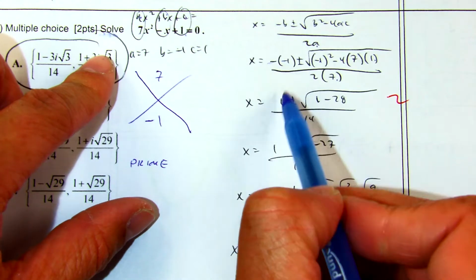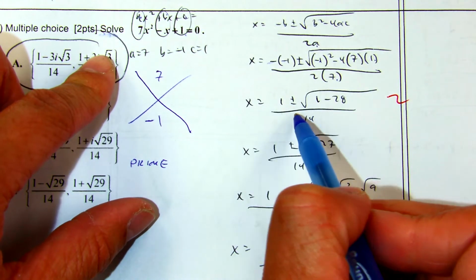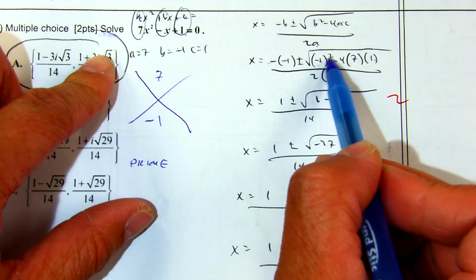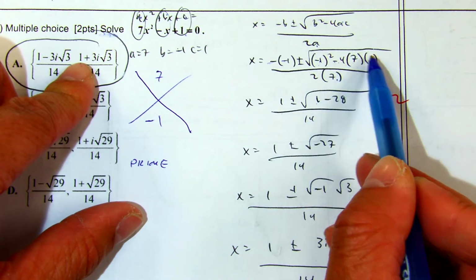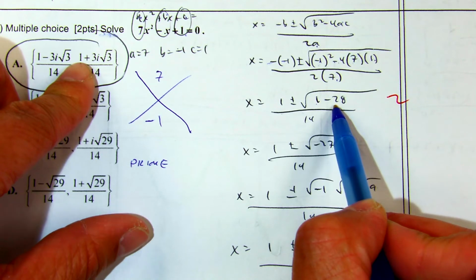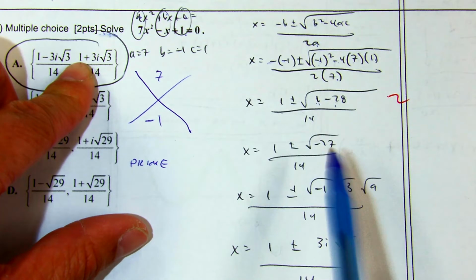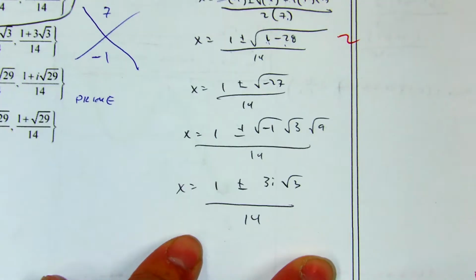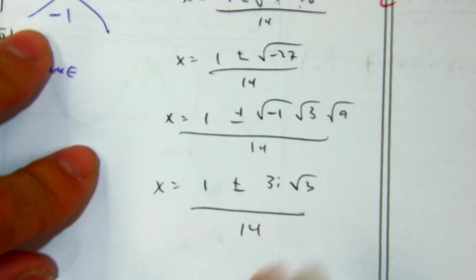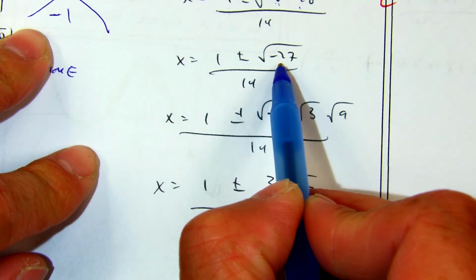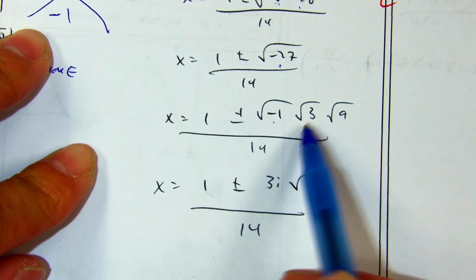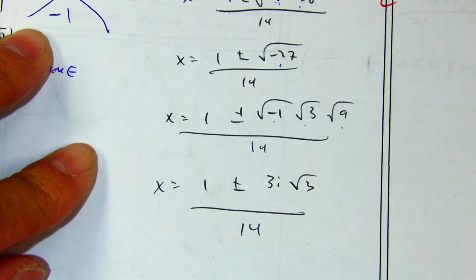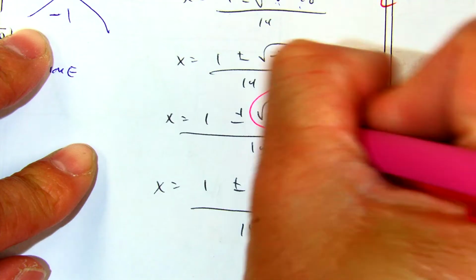Opposite of negative 1 is positive 1. Plus or minus the square root. Negative 1 squared is positive 1. Negative 4 times 7 times 1 is negative 28. 1 minus 28 is negative 27. For the past 2 quizzes, this is where students had difficulties. The factors of negative 27 are negative 1, 3, and 9. The square root of negative 1 is i.